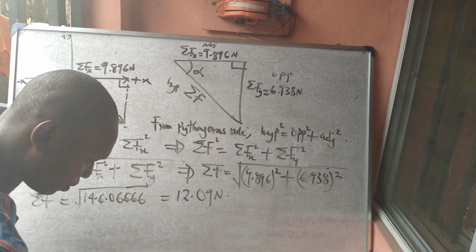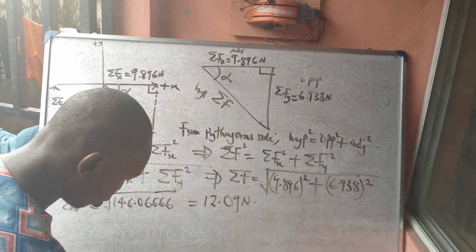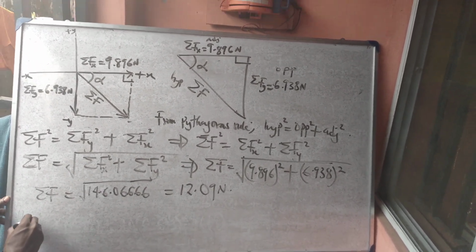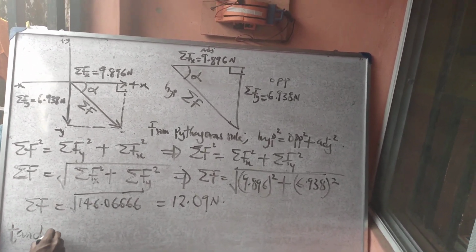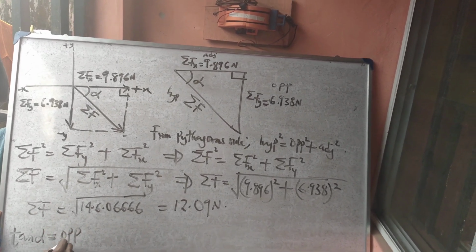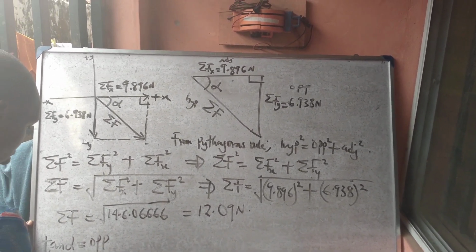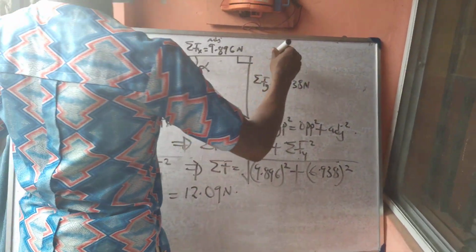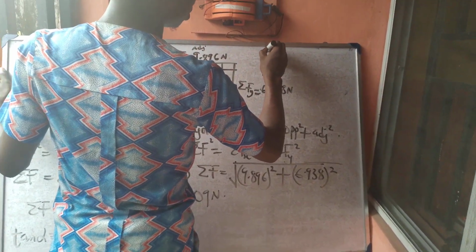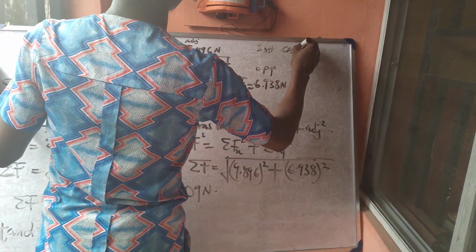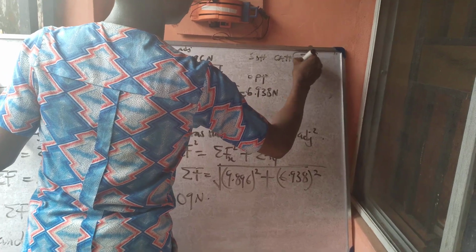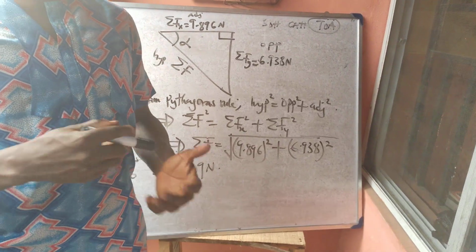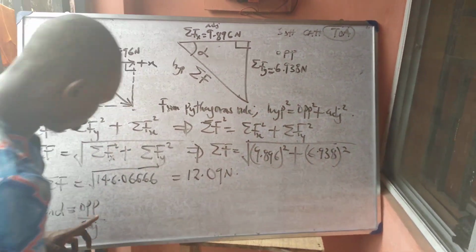How do you find the direction? To obtain the direction alpha, you say tan alpha will be equal to the opposite side divided by the adjacent. Of course, we have a good knowledge of trigonometric ratios, and we know that in trig ratios, the tangent of an angle is the opposite side divided by the adjacent side. Okay, so that's opposite divided by adjacent.